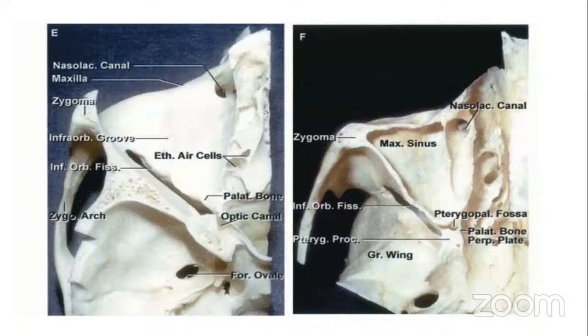Here, as you can see, the infraorbital groove. The anterior part of the floor is continuous with the lateral wall, but posteriorly the floor and lateral wall are separated by the inferior orbital fissure. The infraorbital groove, which transmits the infraorbital branch of the maxillary nerve, leads forward out of the inferior orbital fissure to reach the infraorbital canal. So here's the infraorbital groove.